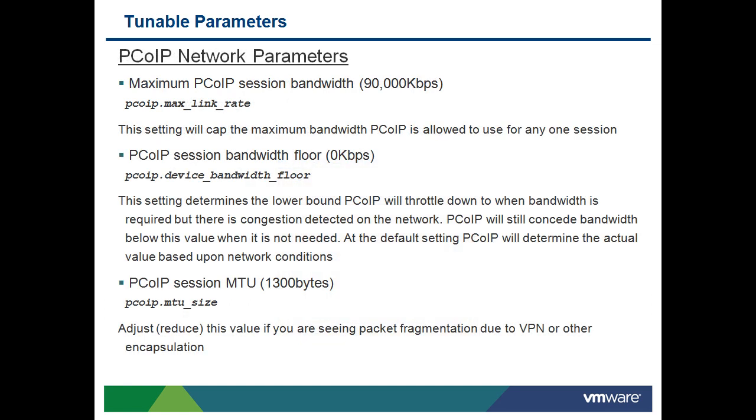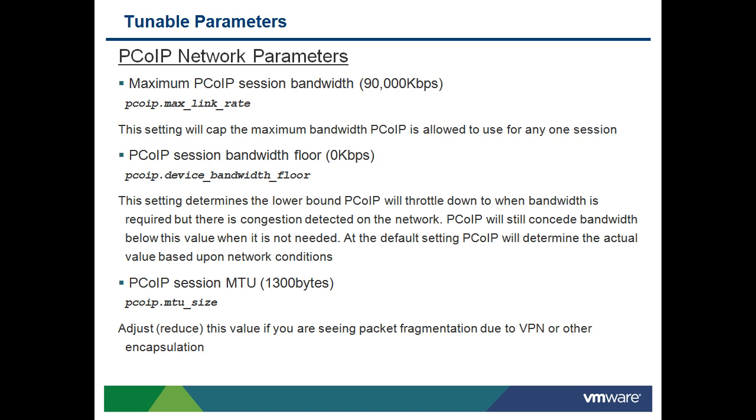Those are two very recent additions. The rest of these I'll go through quickly, and I've subdivided them into a handful of categories. PCoIP network parameters. These control things like the overall max link rate, and this is that hard cap on how much bandwidth PCoIP is allowed to use for any one session.